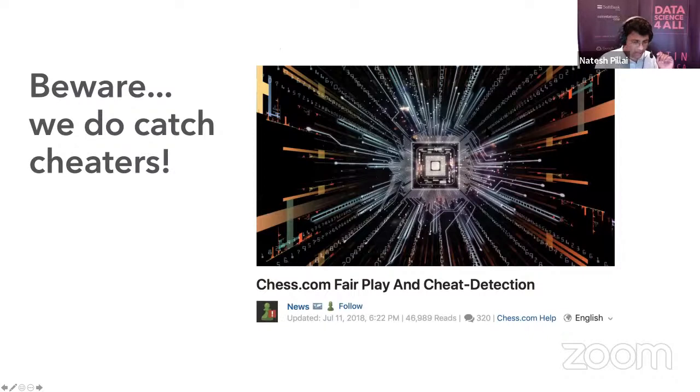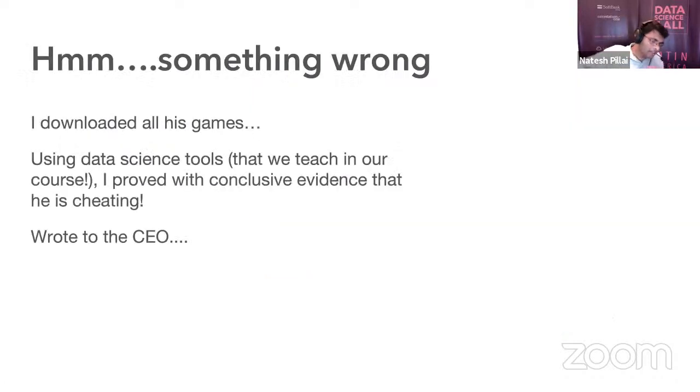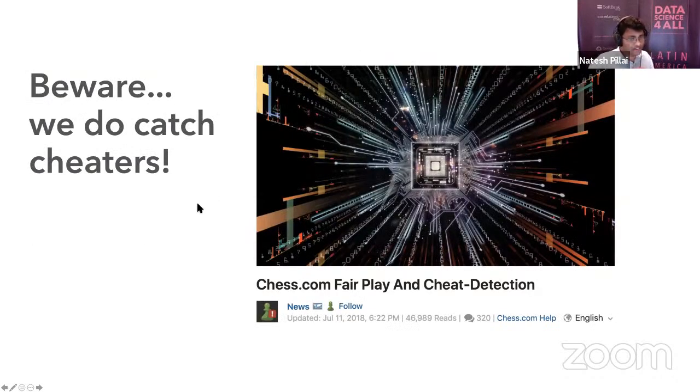So the technical point here is that data science, yes, these are the problems. You can really see how these methods are applicable in every walk of life, in every industry, right? This is important for that site, and it does for every site nowadays, really having sophisticated cheating mechanisms. Okay, so beware, we do catch cheaters, right?